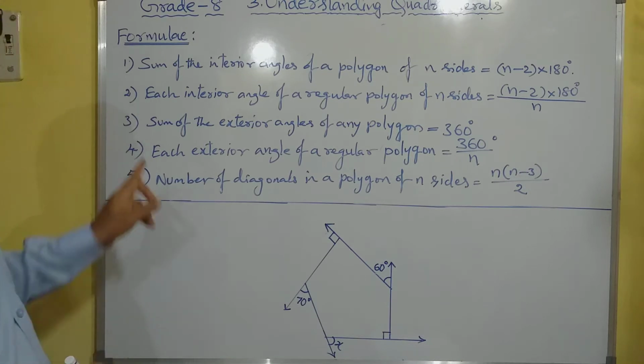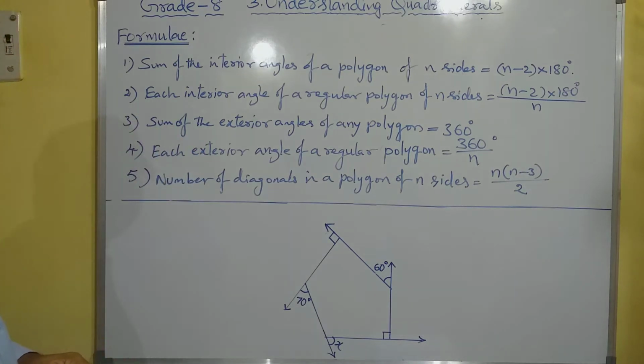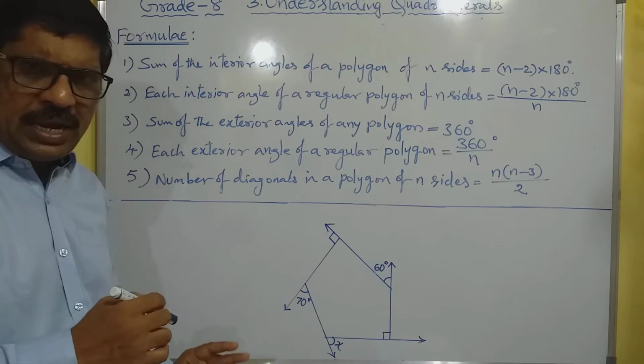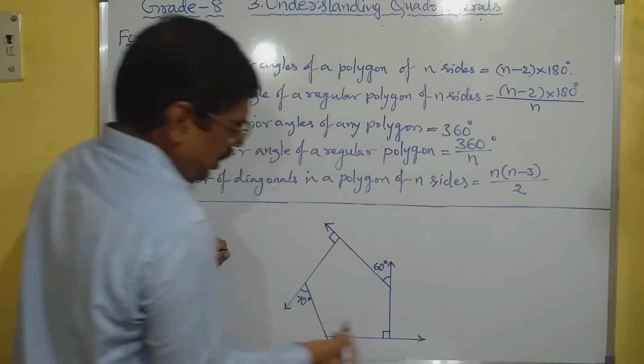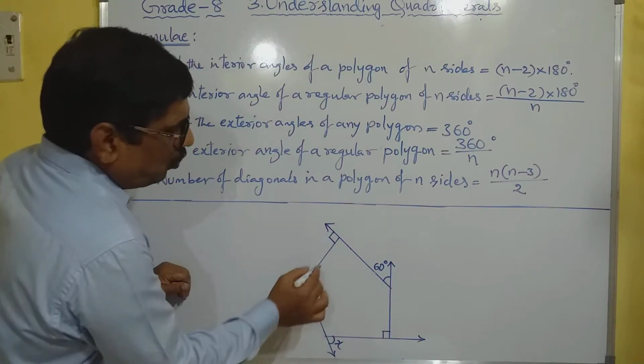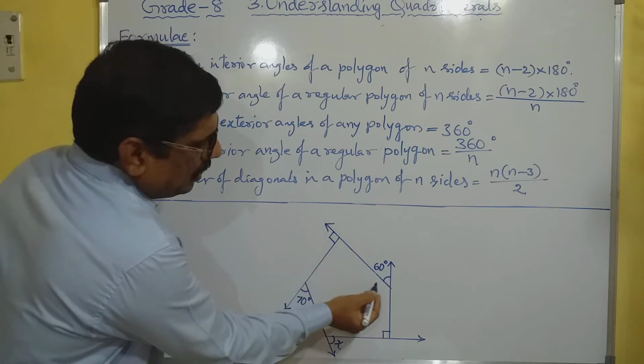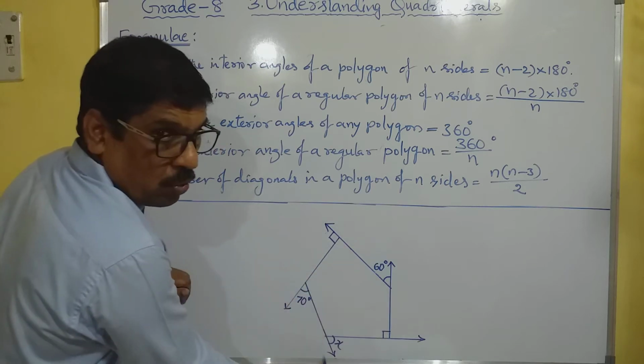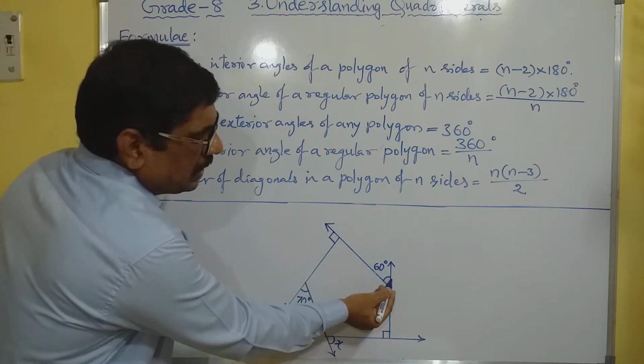Now look at the third one. The sum of the exterior angles of any polygon is equal to 360 degrees. Do you know the difference between interior angle and exterior angle? Look at this diagram. Here the angle 60 degrees is exterior to the pentagon. So this is called an exterior angle.